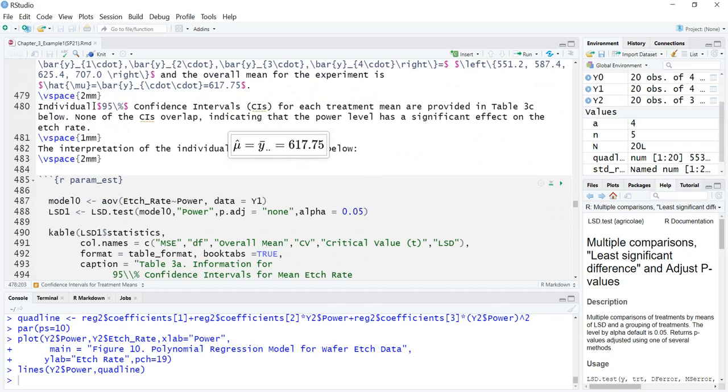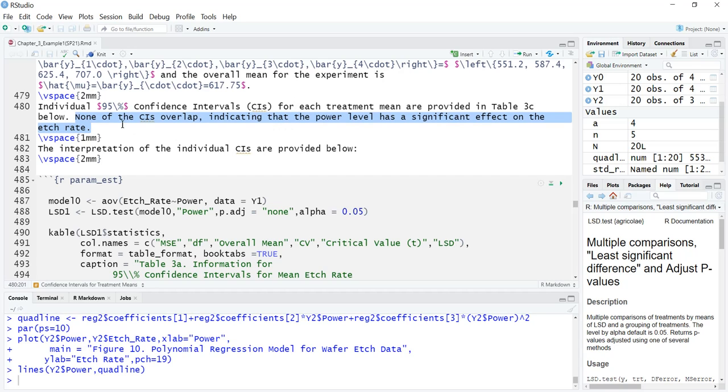Okay, so now we're going to say that the individual 95% confidence intervals for each treatment mean are provided in table 3C below. So even though we have a function here, I've made them look nice and put them in tables for you. So then you have to say something about them.